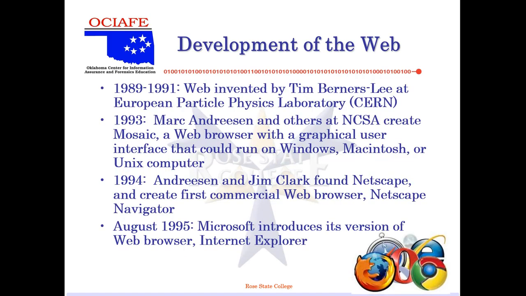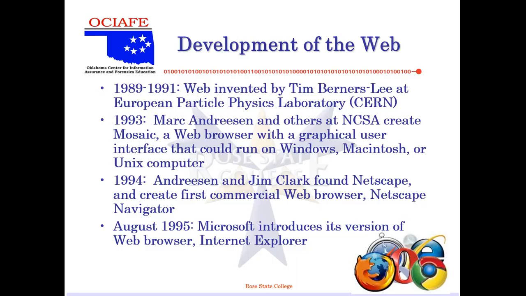The web was developed between 1989 and 1991, and it was invented by Tim Berners-Lee at the European Particle Physics Laboratory, or CERN. And it was not really done by Al Gore. In 1993, Marc Andreessen and others at the NCSA created Mosaic, basically a web browser that would allow you to see things in graphics. In 1994, they released it, and it became what we know as Netscape. Netscape was the first web browser.